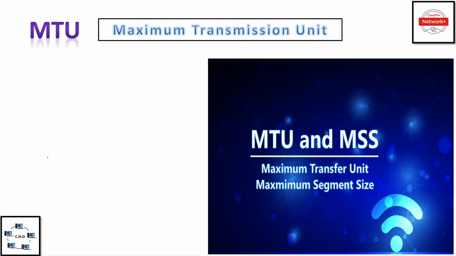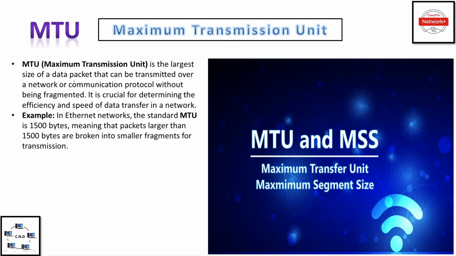MTU, that is maximum transmission unit. So MTU, maximum transmission unit, is the largest size of a data packet that can be transmitted over a network or communication protocol without being fragmented. It is crucial for determining the efficiency and the speed of data transfer in a network. For example, in an Ethernet network, the standard MTU is 1500 bytes, meaning that packets larger than 1500 bytes are broken into smaller fragments per transmission.